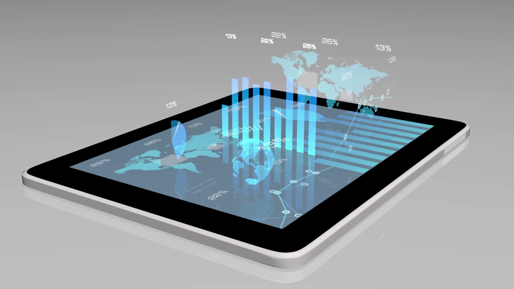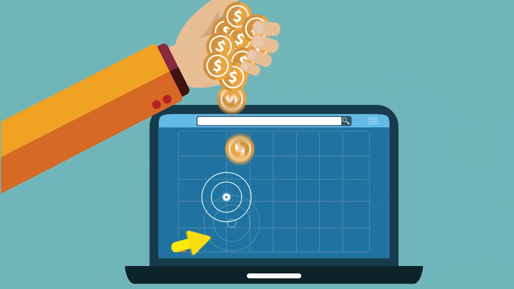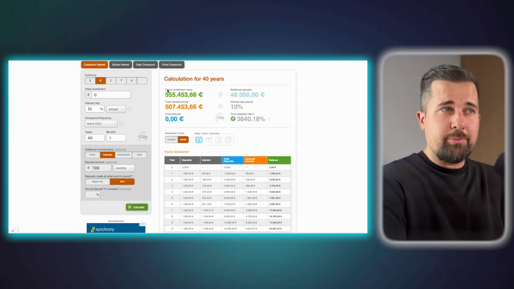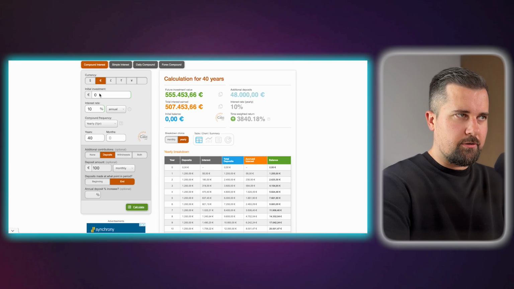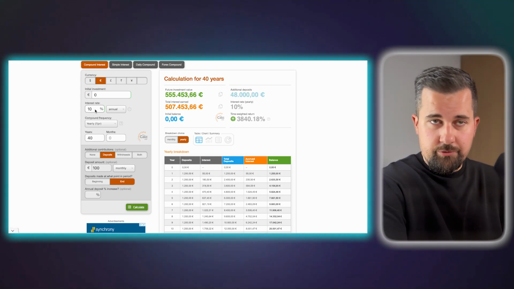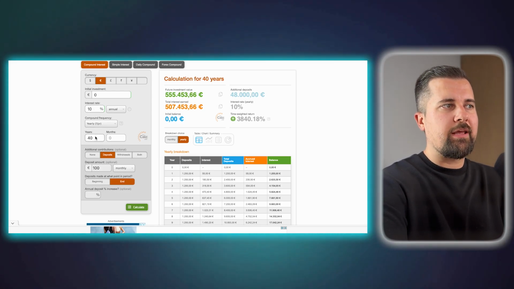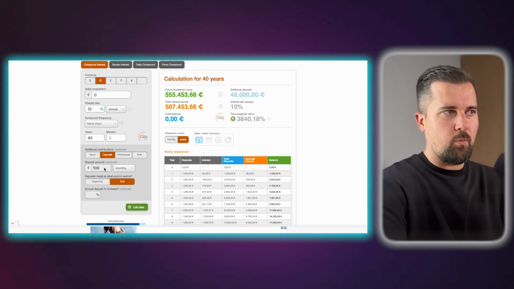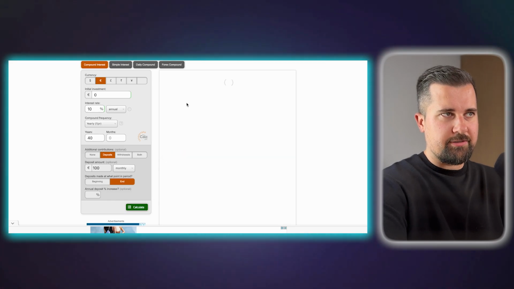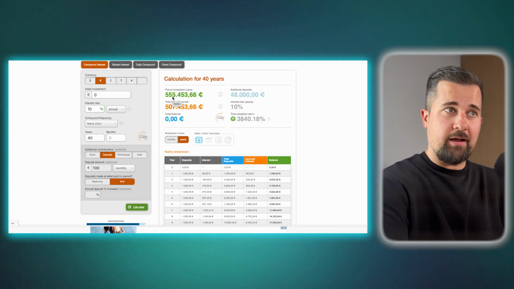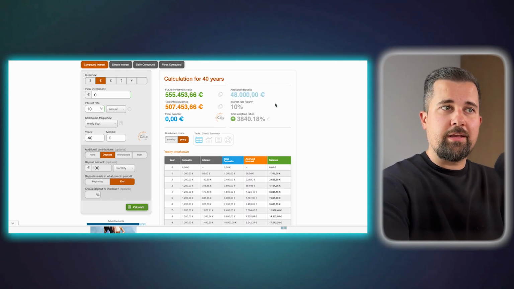Now let's jump into a bit of a calculation and show you where the compound interest effect comes from and how you can actually use it for yourself, and what happens if you invest 100 euros, 200 euros, or even 300 euros or more over a longer period of time. So our simplest situation is 0 initial investment, 10% annual average, which is the S&P 500 last century average, and we take a significant amount of years. Now 100 euros each month, we press calculate and you end up with 555,000, even though you invested only 48,000.